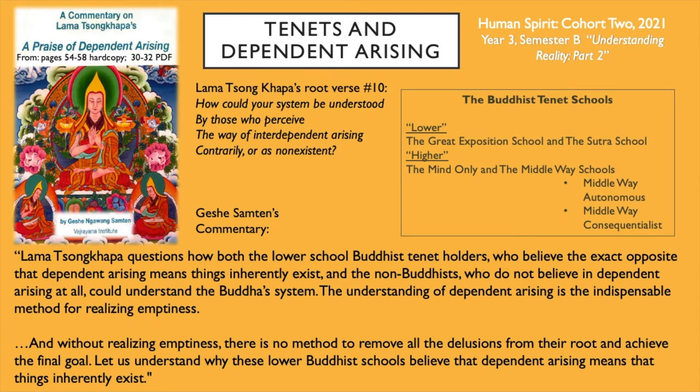Lama Tsongkhapa questions how both lower Buddhist tenet holders, who believe the exact opposite, that dependent arising means things inherently exist, and the non-Buddhists, who do not believe in dependent arising at all, could understand the Buddhist system. The understanding of dependent arising is the indispensable method for realizing emptiness. And without realizing emptiness, there is no method to remove all the delusions from their root and achieve the final goal. Let us understand why these lower Buddhist tenet schools believe that dependent arising means that things inherently exist.